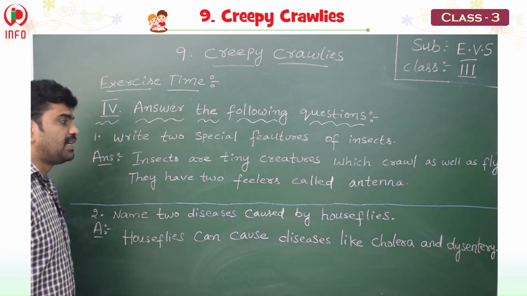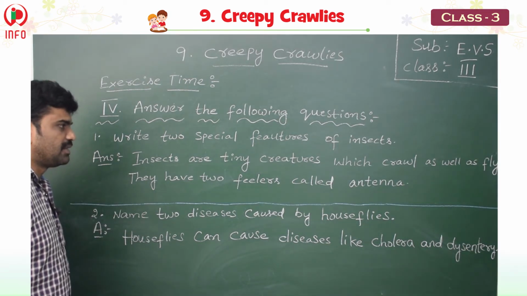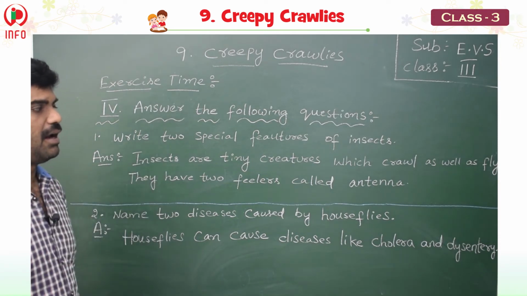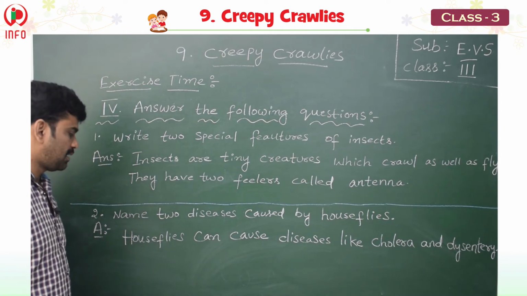Insects are tiny creatures which crawl as well as fly. So insects, they crawl and they fly. They have 2 feelers called antenna.